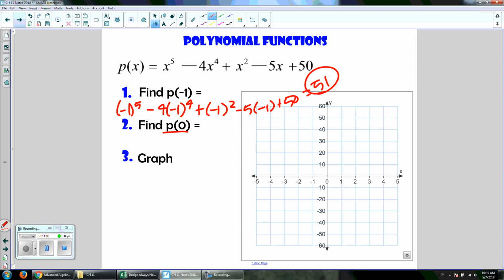Number 2, find p of 0. Plug in 0 for all of the x's. Okay, hopefully that's easy. That should give us 50. Number 3, I would like you to try using that on your calculator. Make sure that you know how to change the window range between negative 5 and 5 for the x's and between negative 60 and 60 on the y's. And you should get something like this. Okay, we're going to look a lot more at these. I just wanted to make sure that you remembered how to graph those and that you can change your windows effectively. If you struggled with that, again, talk to your pod partner.